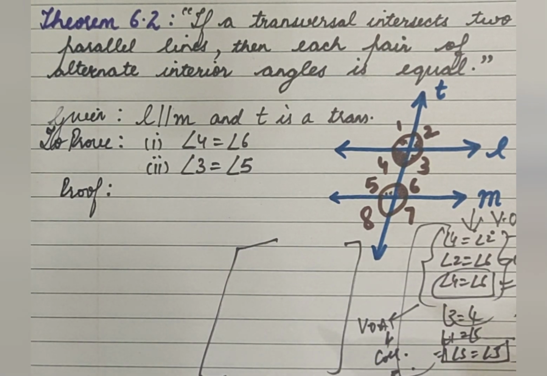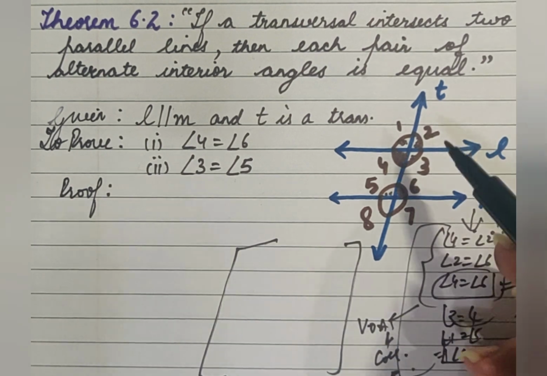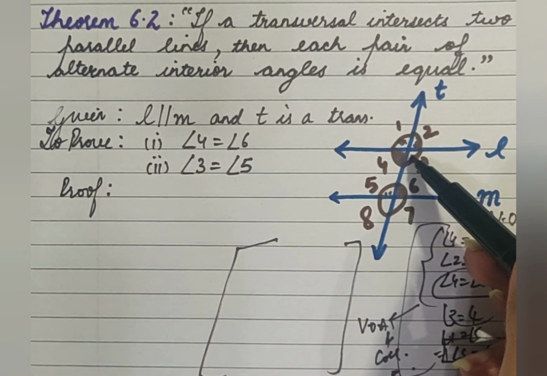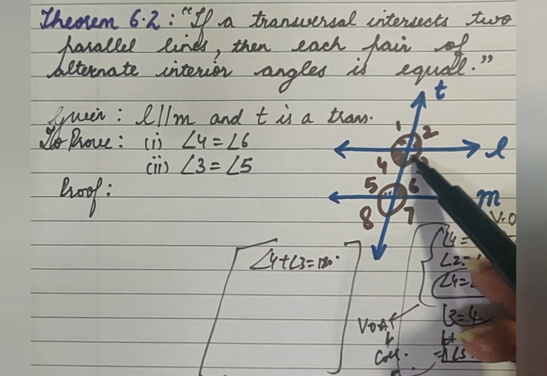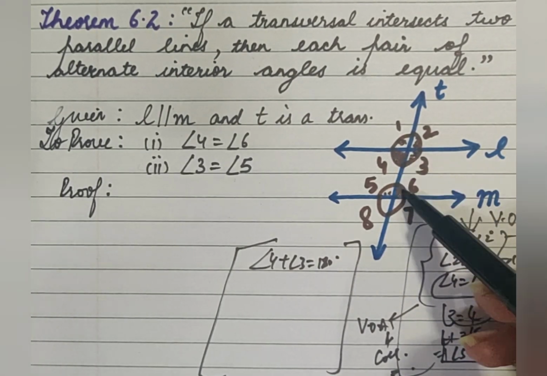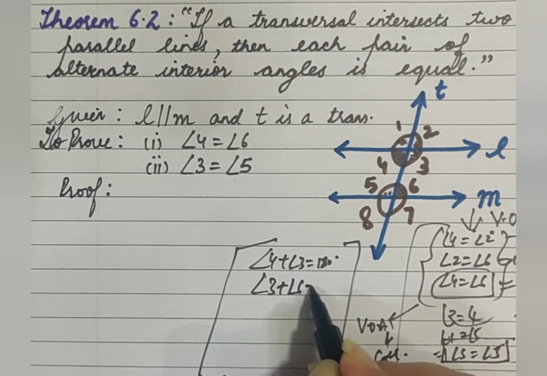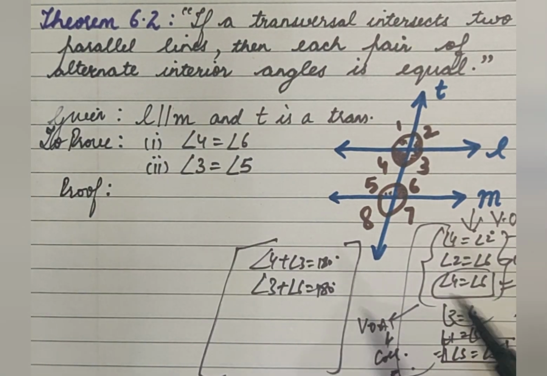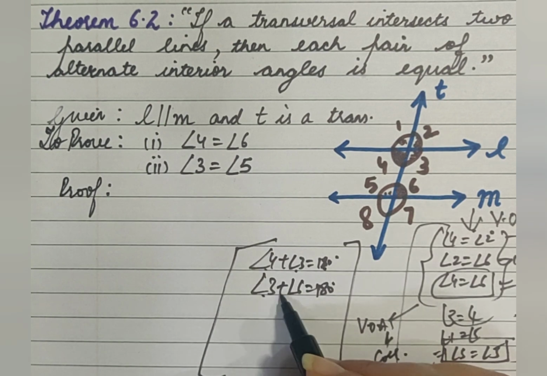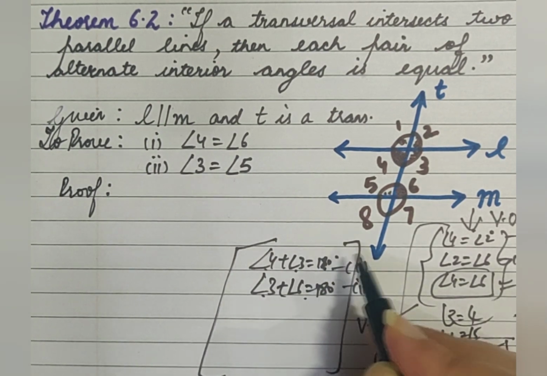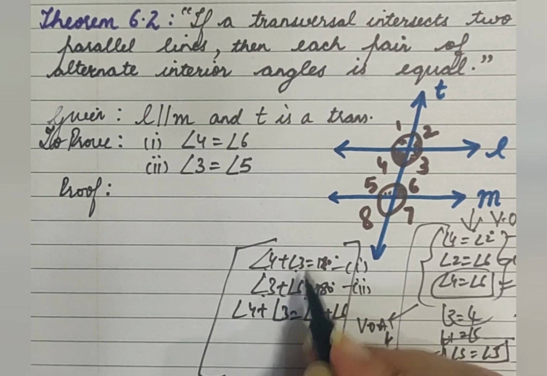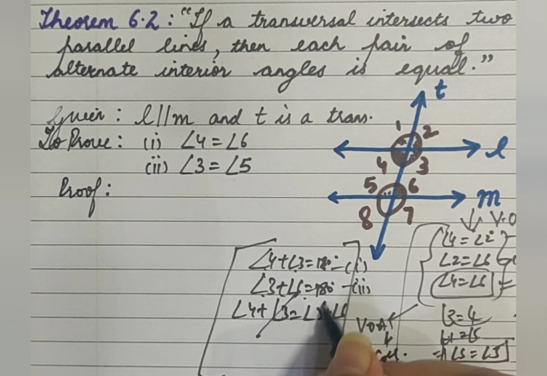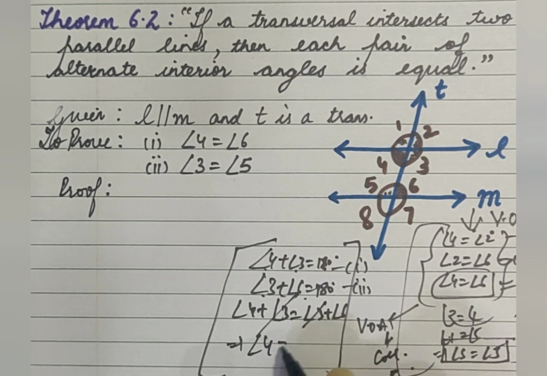If I take 4 and 3, angle 4 plus angle 3 will be equal to 180, linear pair axiom. If I take angle 3 and angle 6, this also sums up to be 180 because these are co-interior angles. Now 4 plus 3 is equal to 180, 3 plus 6 is also equal to 180. So from these two equations I can say 4 plus 3 is equal to 3 plus 6 because both are equal to 180 degrees. From here 3 and 3 is cancelled, we are left with angle 4 is equal to angle 6.